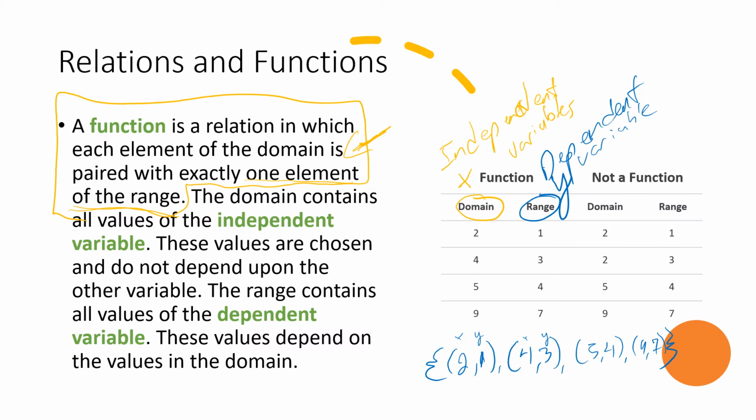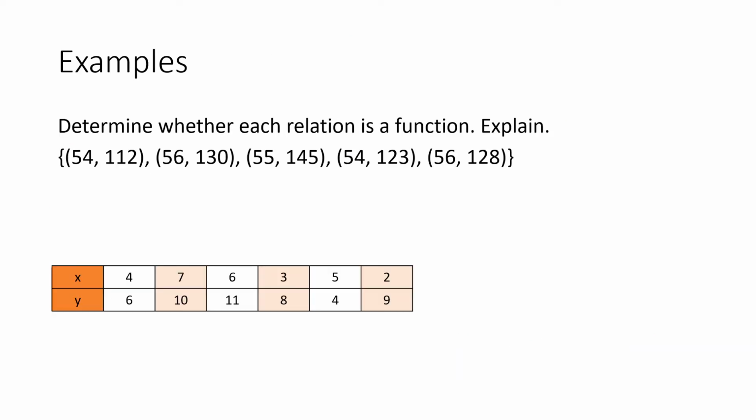Now over here, this is not a function because our domain has 2 of the same number, or we might say that 2 is connected to 2 numbers in the range, which is not possible. Or at least this doesn't make it a function. If we were to cross that 2 out, we could also say that 2 is tied to 2 numbers in the range, which means that it is not a function. So let's take a look at what that means with a couple examples.